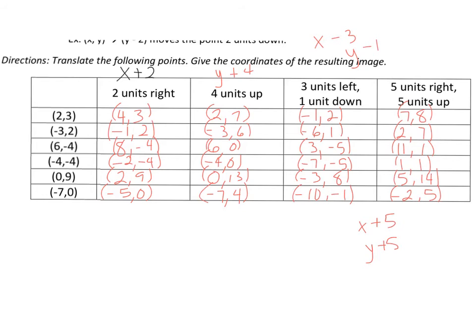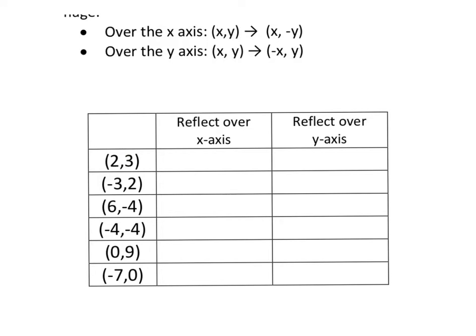Let's go down to the bottom two. Alright, so we're going to start with reflection over the x. Now remember, when you reflect over the x, the x value stays the same. The x value is your first one. And then you take the opposite of the second. So 2 would stay the same, we would take the opposite of the second. Negative 3 would stay the same, the opposite of the second number. 6 would stay the same, the opposite of negative 4 is 4. Negative 4 would stay the same, the opposite of negative 4 is positive 4. 0 stays the same, the opposite of 9 is negative 9. And x value of negative 7 stays the same. Take the opposite of 0. In this case, it's just 0.